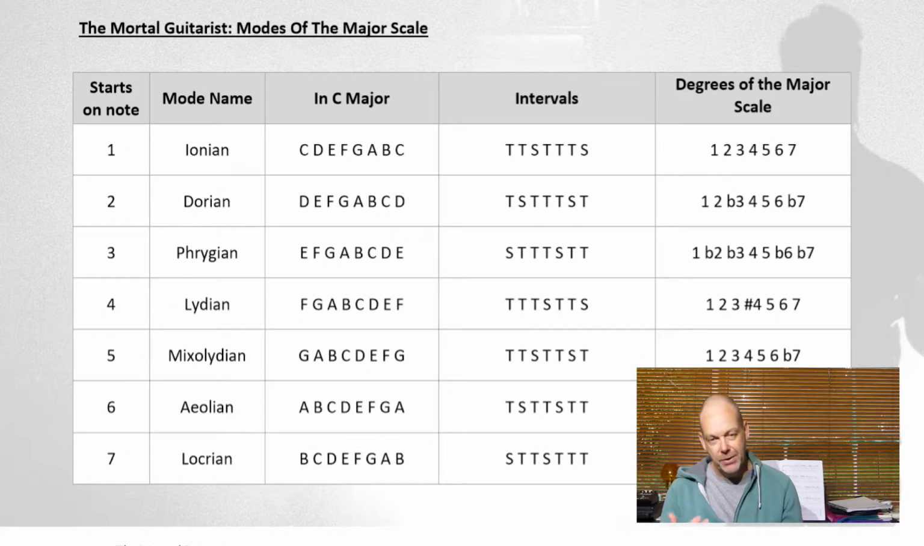If we start on the next note, which is the F, we get F, G, A, B, C, D, E, and we've just played the Lydian mode. Follow that through, we get the Mixolydian, then the Aeolian and the Locrian.